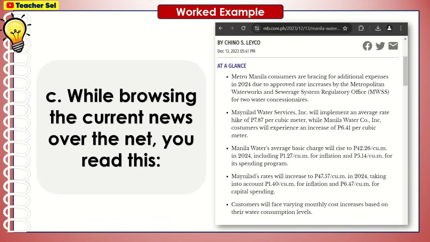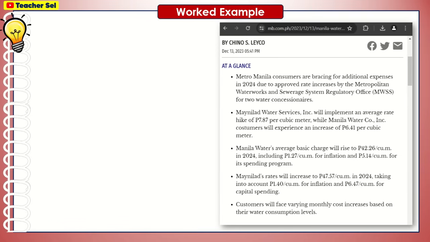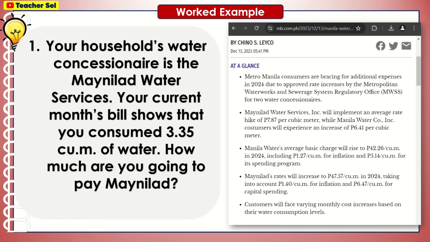While browsing the current news over the net, you read this. Your household's water concessionaire is the Maynilad Water Services. Your current month's bill shows that you consumed 3.35 cubic meters of water. How much are you going to pay Maynilad? 159 pesos and 36 centavos.